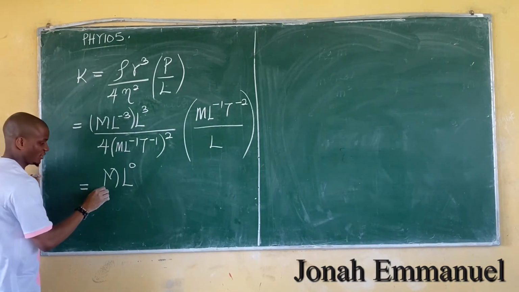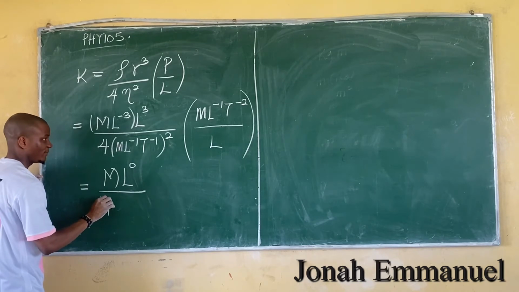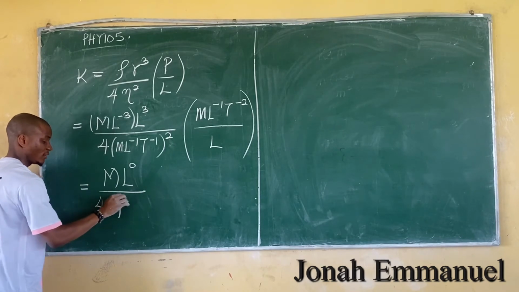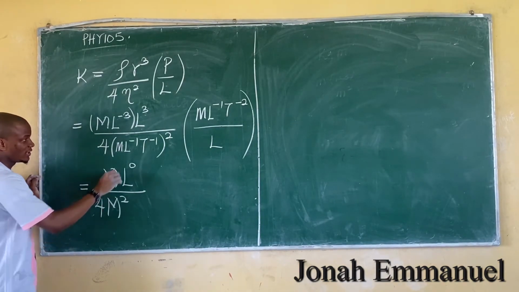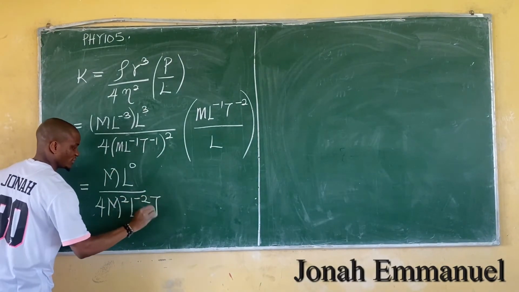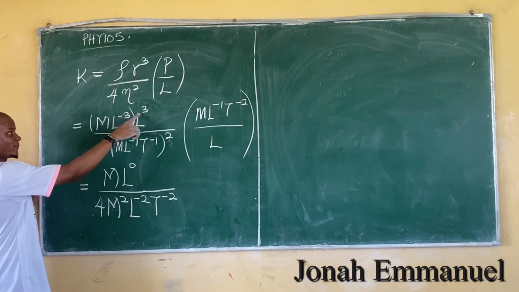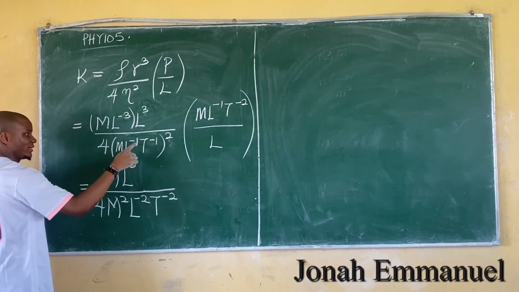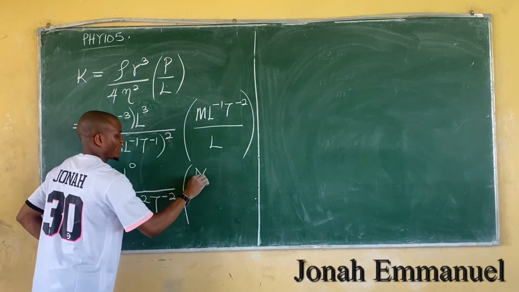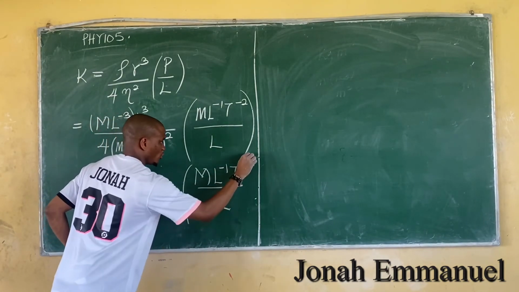We good? Okay. All over. What do you have here now? Take M. Hold on. This part affects M, yes? So it becomes M squared. This becomes L to the power minus 2, T to the power minus 2. So this for this: minus 3 plus 3, 0. M squared, L to the power minus 2, to the power minus 2, into this M, L to the power minus 1, T to the power minus 2, all to the power M.